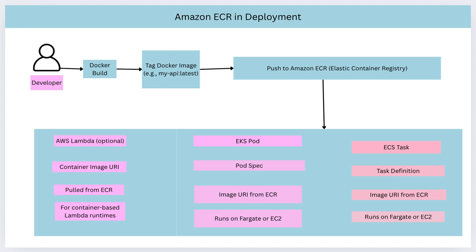Here's the flow. We build Docker images locally or in CI, tag them, and push them to ECR. From there, ECS, EKS, or even Lambda can pull the images at runtime. ECR supports features like lifecycle policies, image scanning, and encryption out of the box. Why use ECR? Because it is AWS native, scalable, and integrates seamlessly with your deployment workflow.